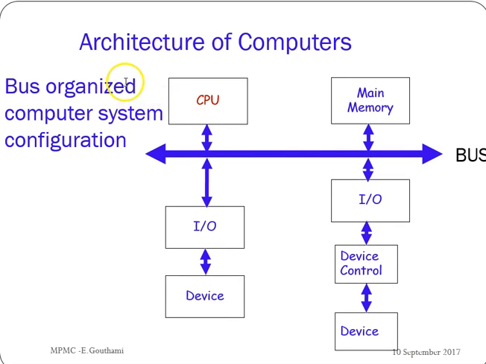Now coming to the basic architecture of computers. Computer is mainly a CPU and the main memory. These two are attached to a system bus where each device is attached to input-output devices and device controller. CPU is directly connected to input-output device and memory is connected to input-output device through a device controller. This is the basic bus organized computer system configuration.